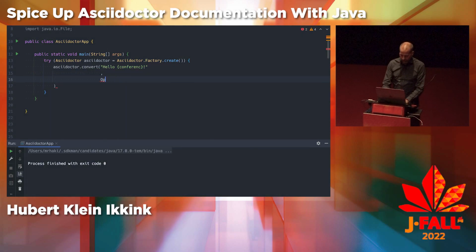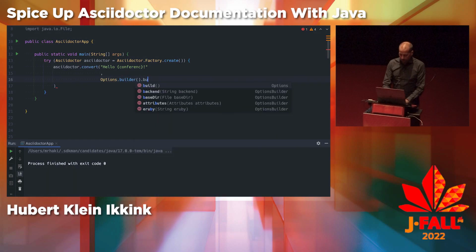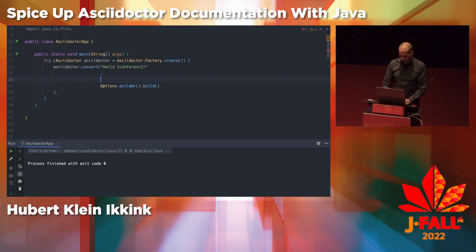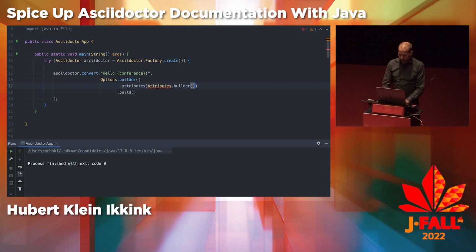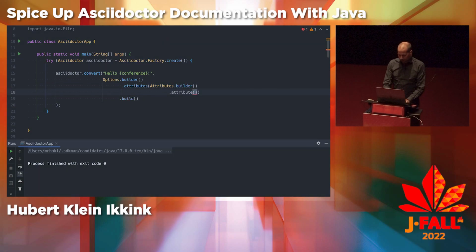Options, build. And I will also want to provide, of course, the variable of conference, the document attribute. So there's attributes. There's the builder, and I can set the attribute conference. Just make it a bit different. And we'll see if I can run it now.